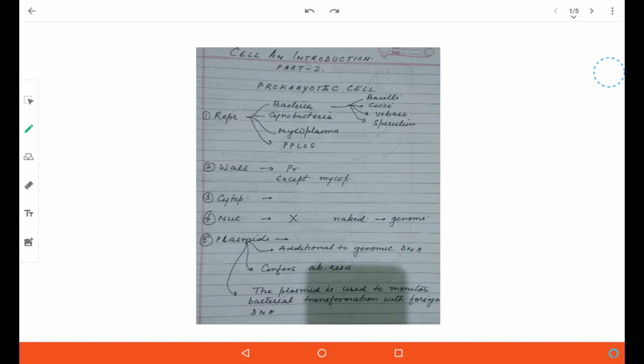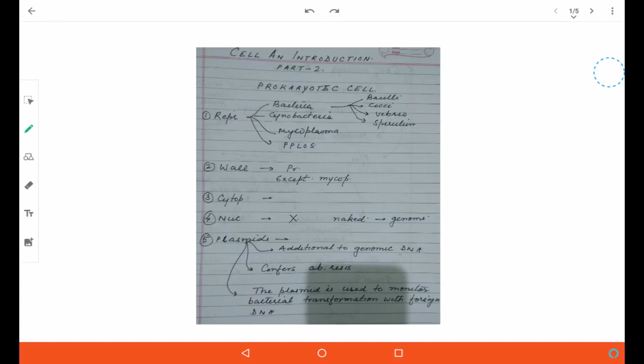Bacteria are of various shapes. When they are rod shaped, they are called bacilli. When spherical, they are called cocci. When comma shaped, they are called vibrio. And when spiral shaped, they are called spirillum.